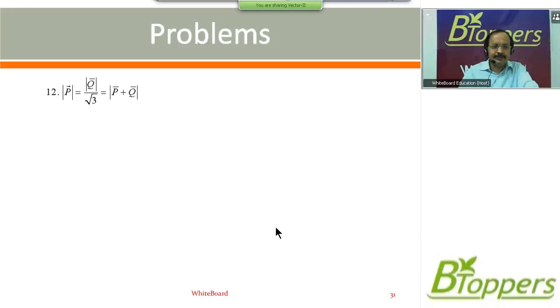Next, you see the question number 12. Magnitude of P bar equal to magnitude of Q bar by root 3 equal to magnitude of resultant of P bar and Q bar. This problem is also similar to the previous one, but a small difference will be there. So if you practice the problems, you will be able to observe the difference. First, you can take a pause and try this problem also yourself.